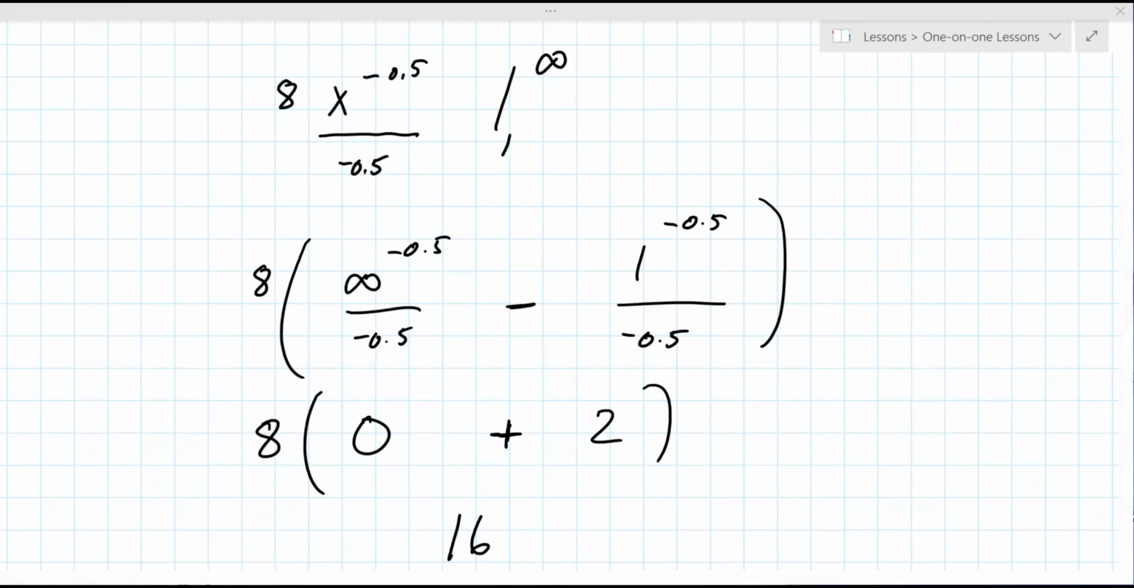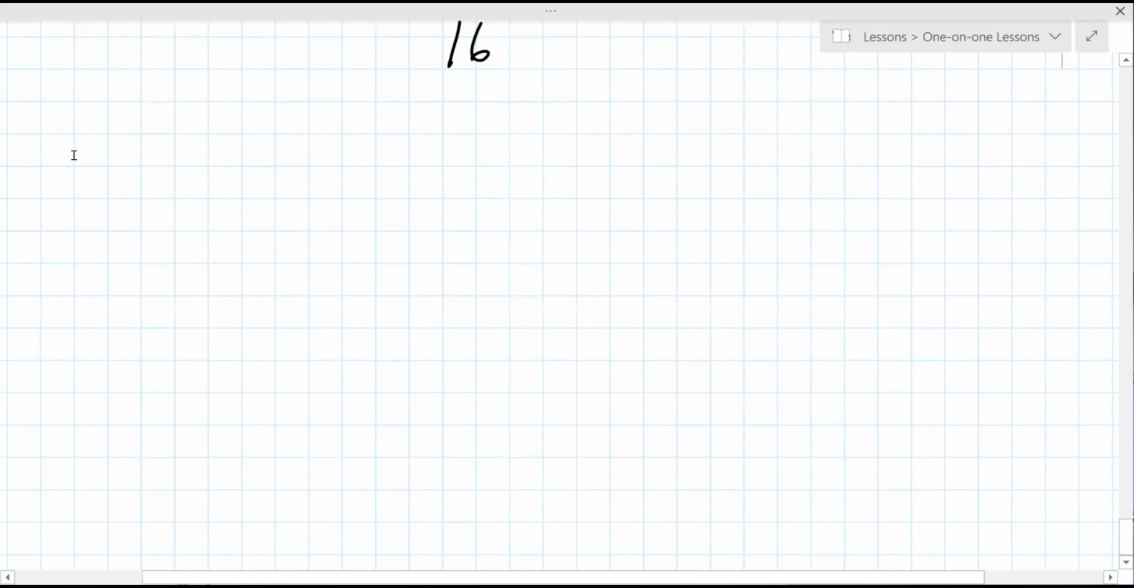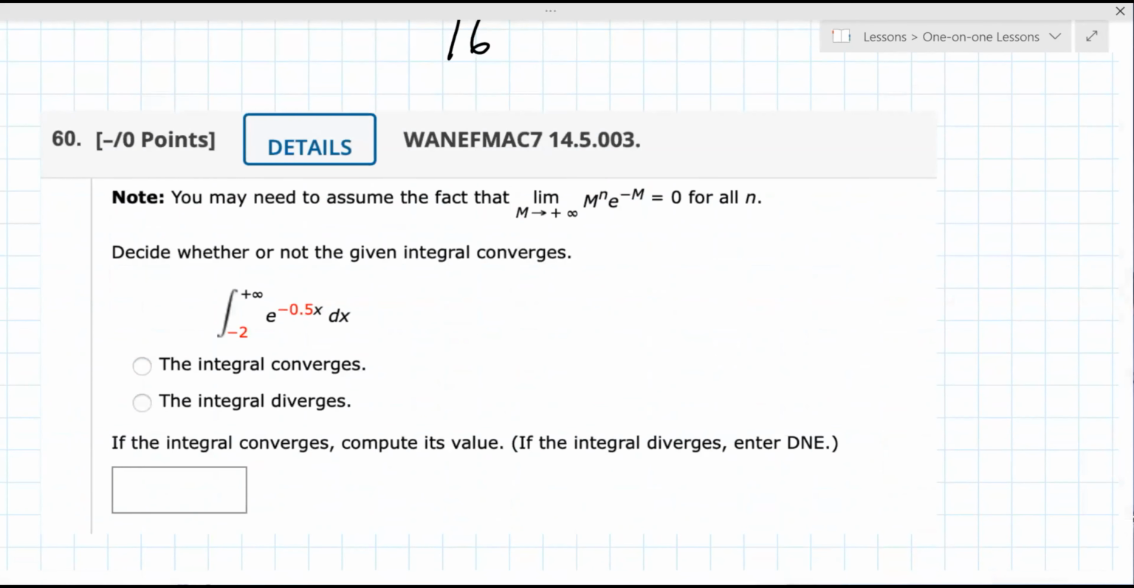All right, 60 is more involved. There's not a shortcut as there was in the previous one. Okay. There's a lot of things that, well, this one I believe converges. Yeah, it converges. Sorry. This one converges.